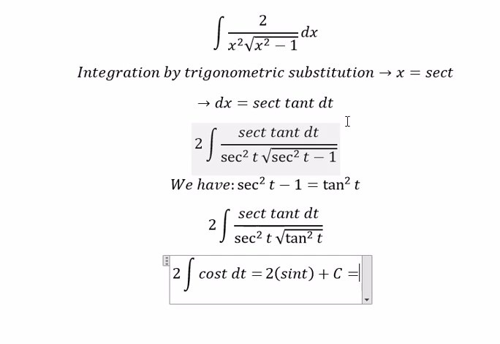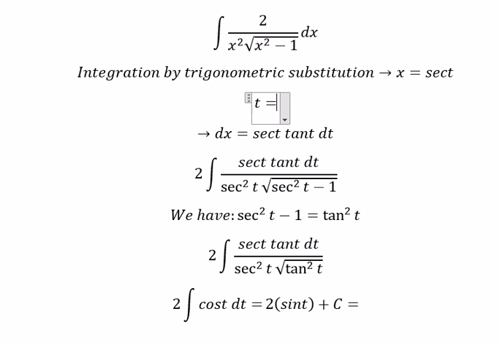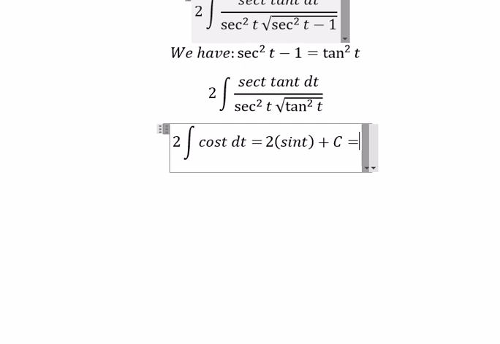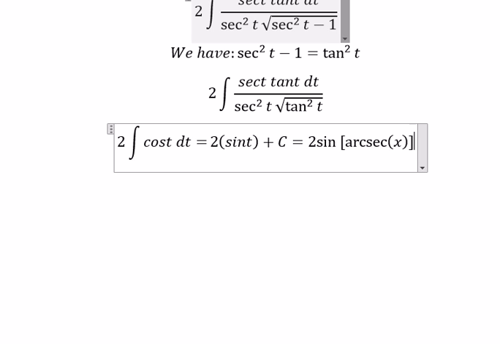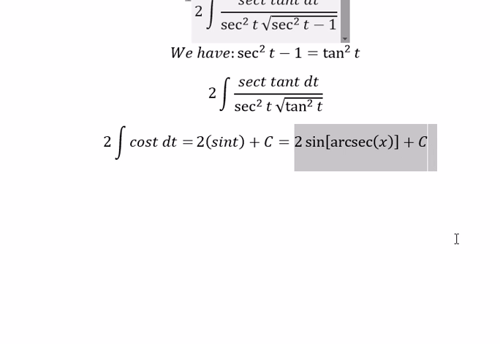About t, we need to change back for s. So you got t equal to arc secant of s. And this is the final answer.